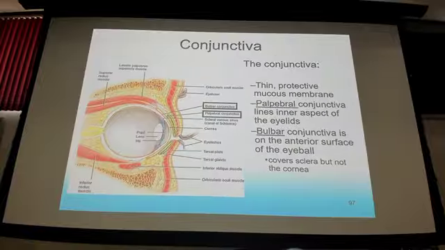And then we have conjunctiva. So conjunctiva is really just a type of mucous membrane. It's very thin. And if we look at the back side, I'm going to try to draw very slowly here. If you go to the back side of the eyelid, and then it turns and comes back along the eyeball. Same thing down here.